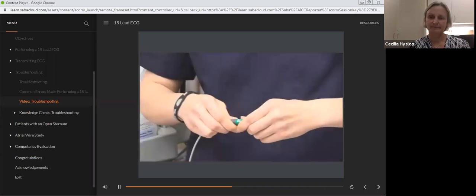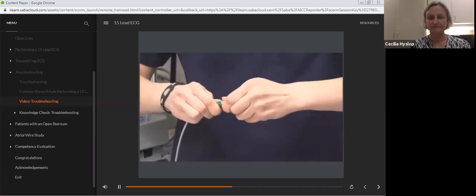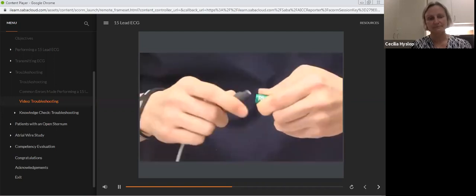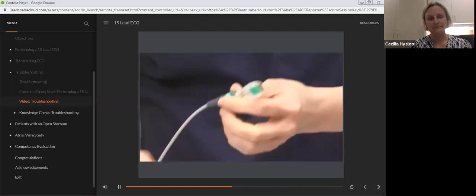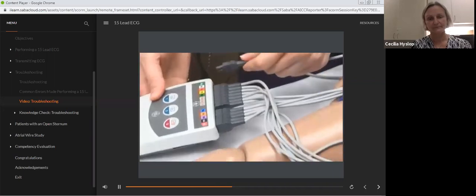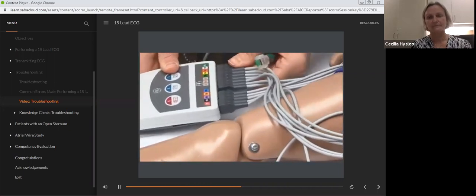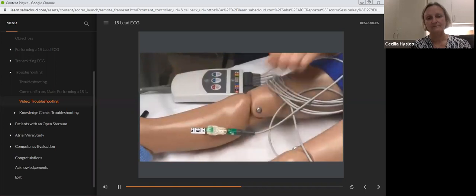Unattach the lead identifier by twisting, like so, and attach a new lead. Ensure that you are attaching the new lead in the right spot in the identifier, and reattach the lead.